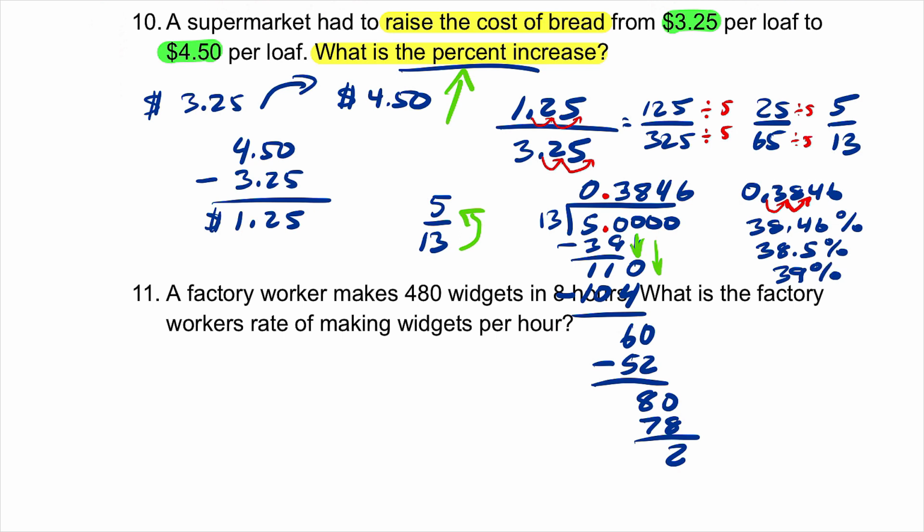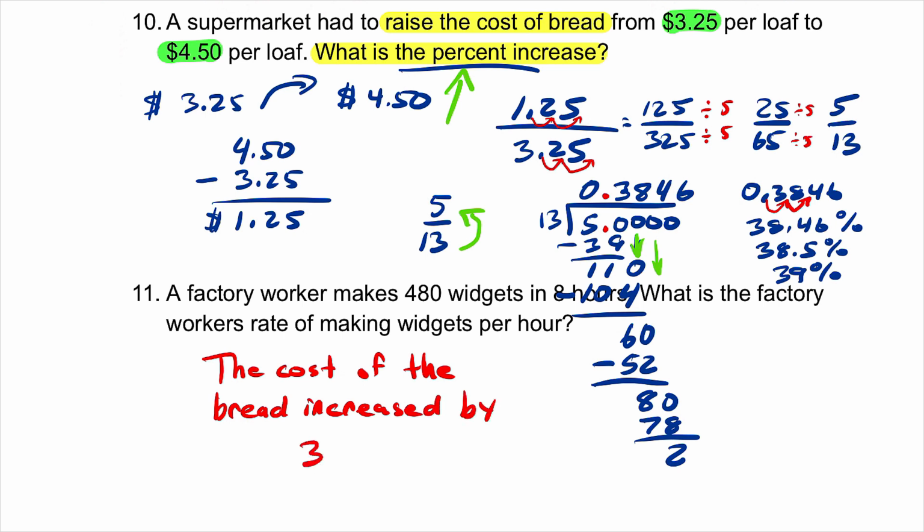So let's say we're rounding it to the nearest whole number. What is my final answer? The cost of the bread increased by 39%.